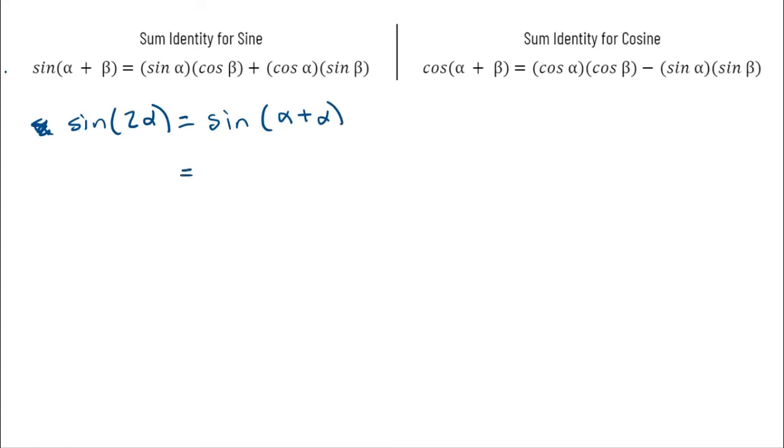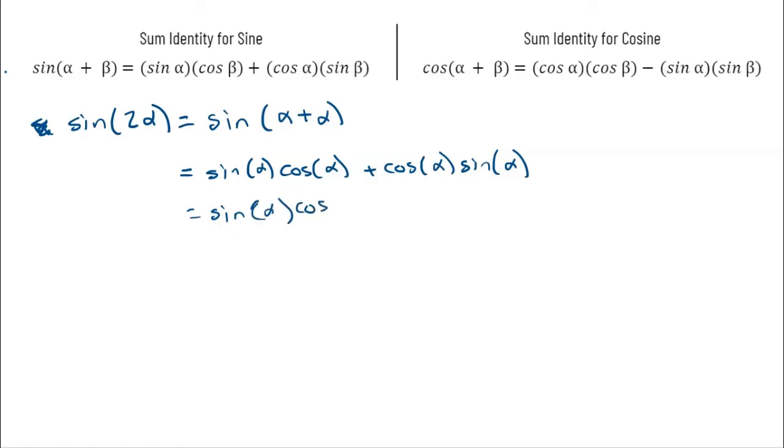Now what I could do is I could utilize the sum identity for sine. Okay, so here I go. I get sine of the first angle times cosine of the second angle, but the second angle is also alpha, plus cosine of the second angle, alpha, times sine of the first angle, alpha. Okay, so let's see here. We have sine alpha, cosine alpha, and then we have cosine alpha, sine alpha. Now, the order that you multiply does not matter. That is something that holds true in trigonometry as well. So we have sine of alpha, cosine of alpha, and then back here we can switch this around.